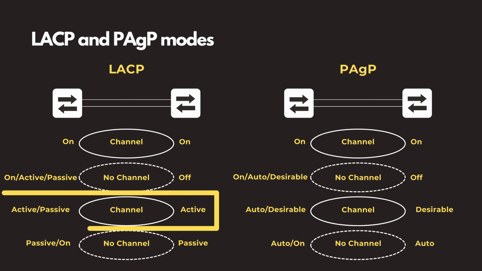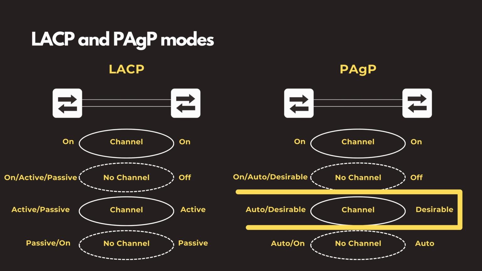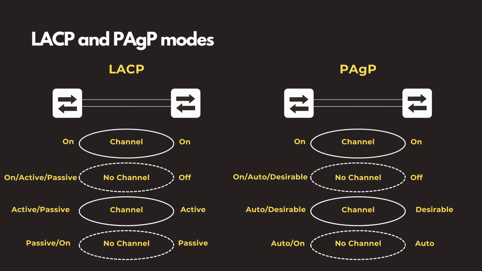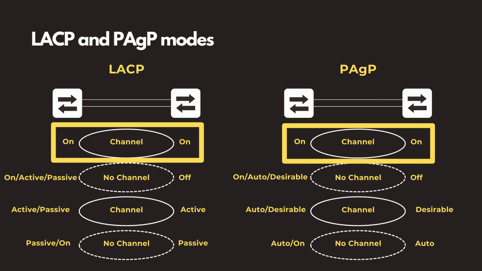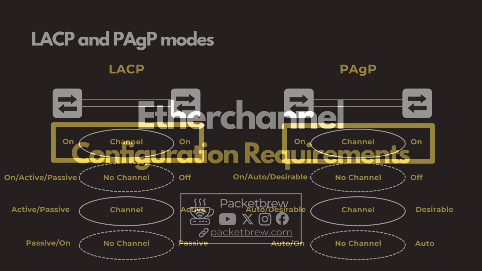Here are combinations of configuration between devices to form EtherChannel. For LACP, active mode is used to initiate negotiation, and its equivalent in PAgP is desirable mode. You will also see another mode called on, which is used to form a channel without PAgP and LACP.